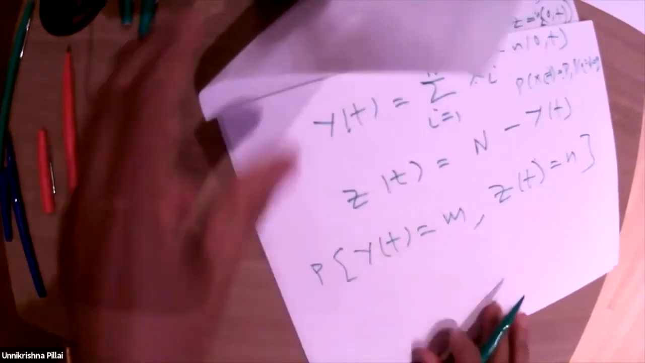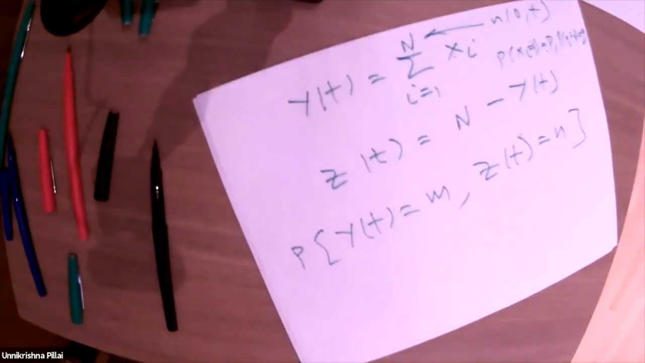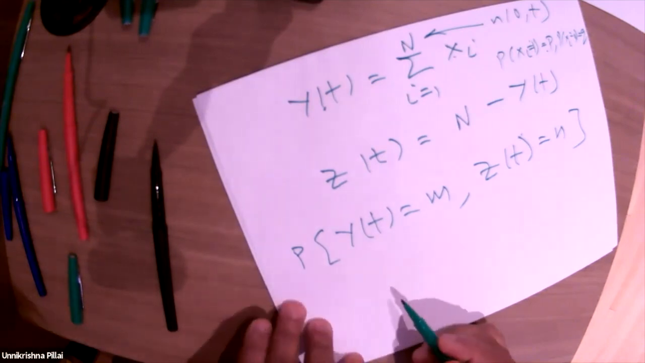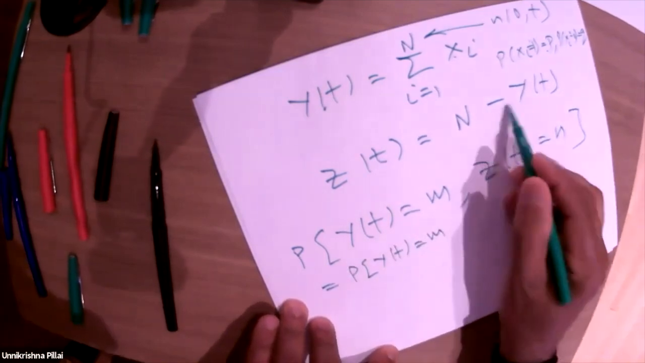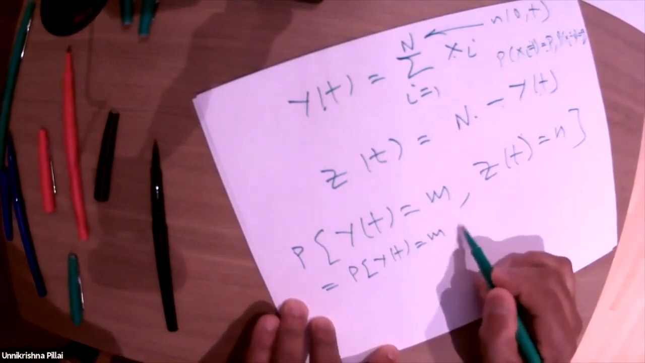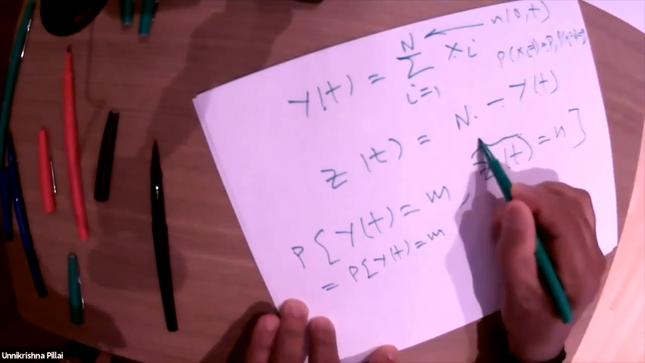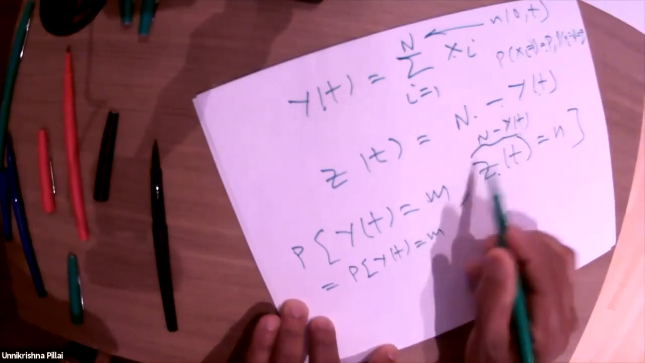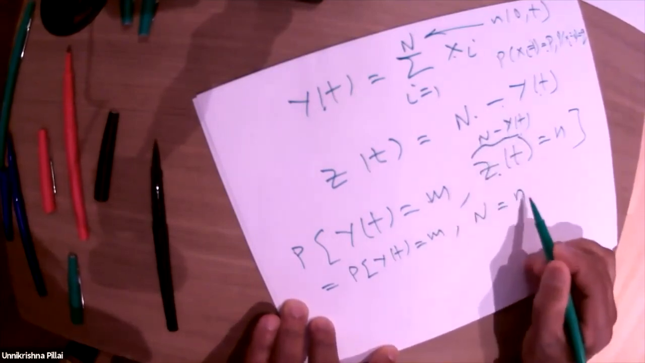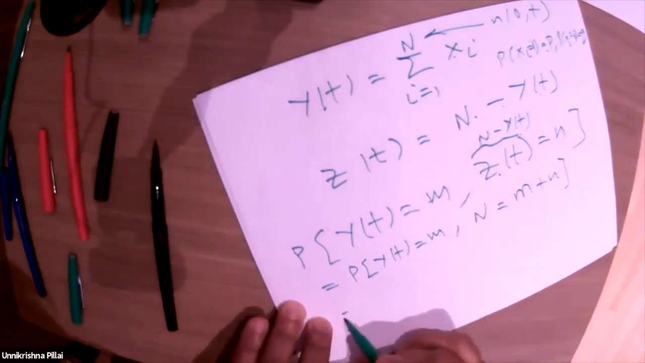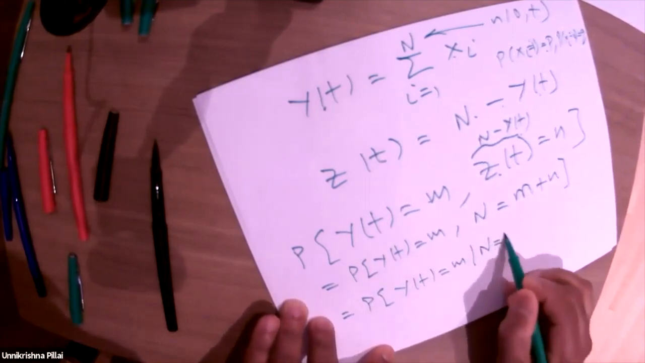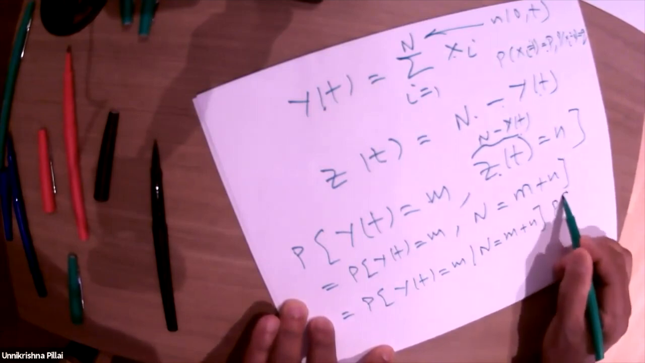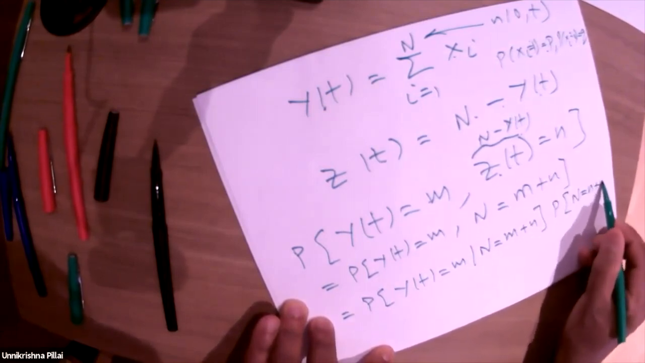This is very similar to something we have done earlier. So this is what we are interested in. Remember, these are the subqueues. So this is the same as the probability of Y(t) equal to m. And remember, Z is N minus Y. So if Y is m, then this is the same as saying that N is m plus n, right? And this, of course, I can write as the probability of Y(t) equal to m, given N equal to m plus n, multiplied by the probability of N equal to m plus n.